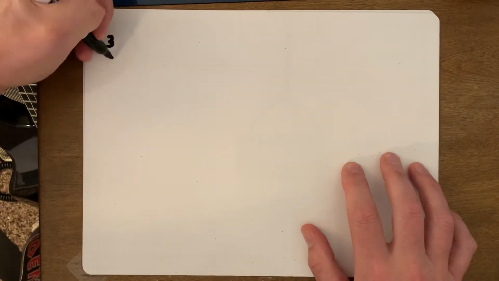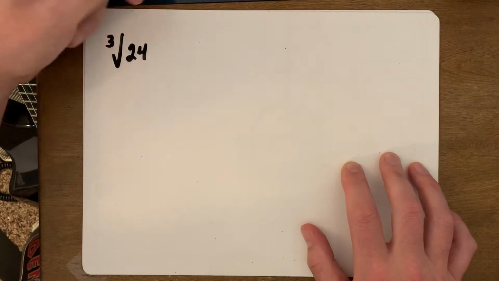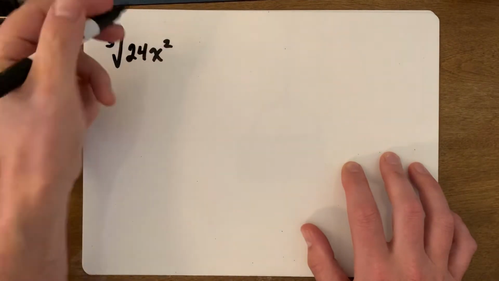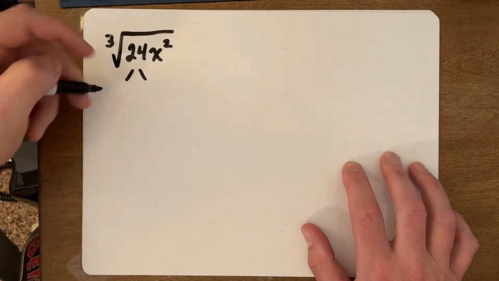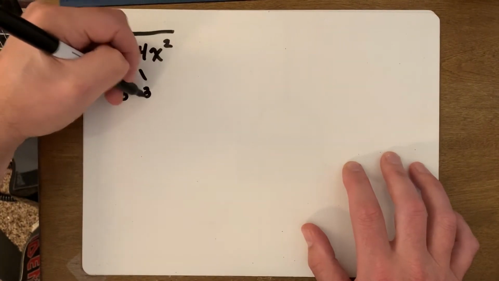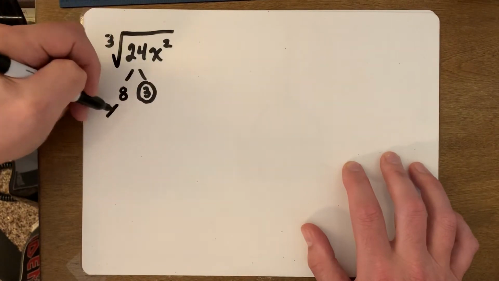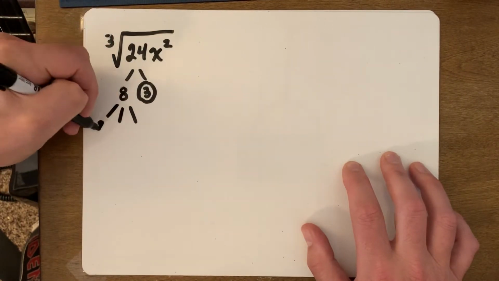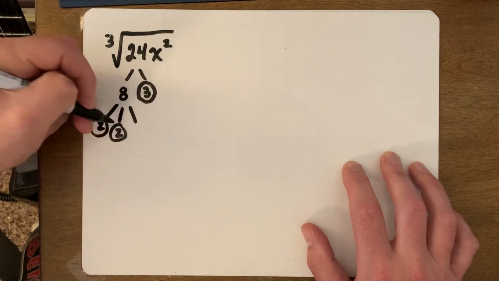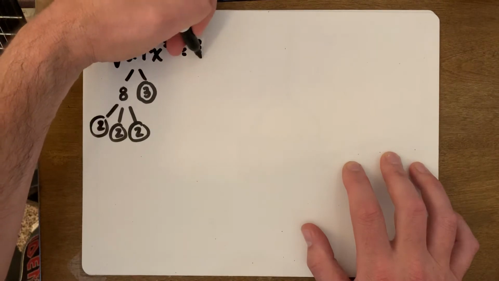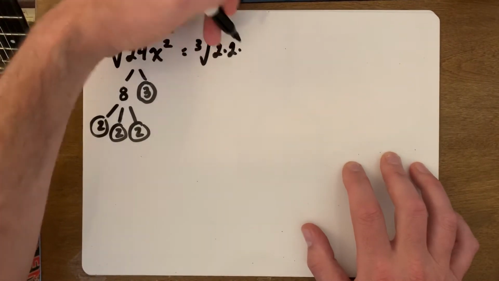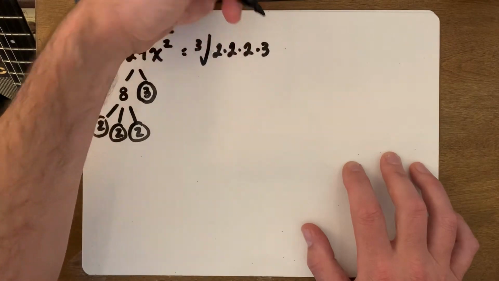This one is going to be the cube root of, and this time we're going to do 24x squared. Okay, so our number is really not too big. Let's go ahead and break that down. 24 is 8 times 3. 3 is prime. 8, we already saw, is 3 2's. And I like to do it this way when I see that I have a perfect cube. It's quicker. So I have the cube root of 3 2's, 2, 2, 2, a 3, and then 2 x's.